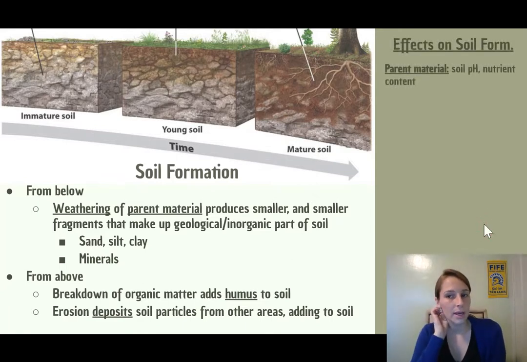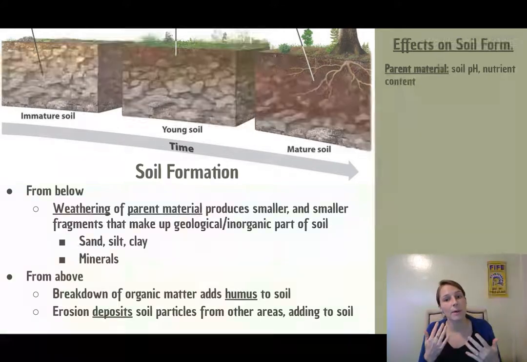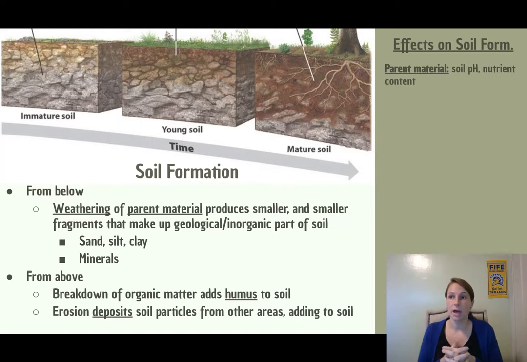So there are things that can have an effect on soil formation. Now, the first is going to be the parent material, the type of rock. This is going to impact things like the soil pH or the nutrient content. For example, if that parent material was limestone, that's going to be adding a bunch of calcium, and lime is going to be raising the pH of the soil. So just based on the type of rock that was there, that's going to have an effect on the breakdown of the soil that's being formed.